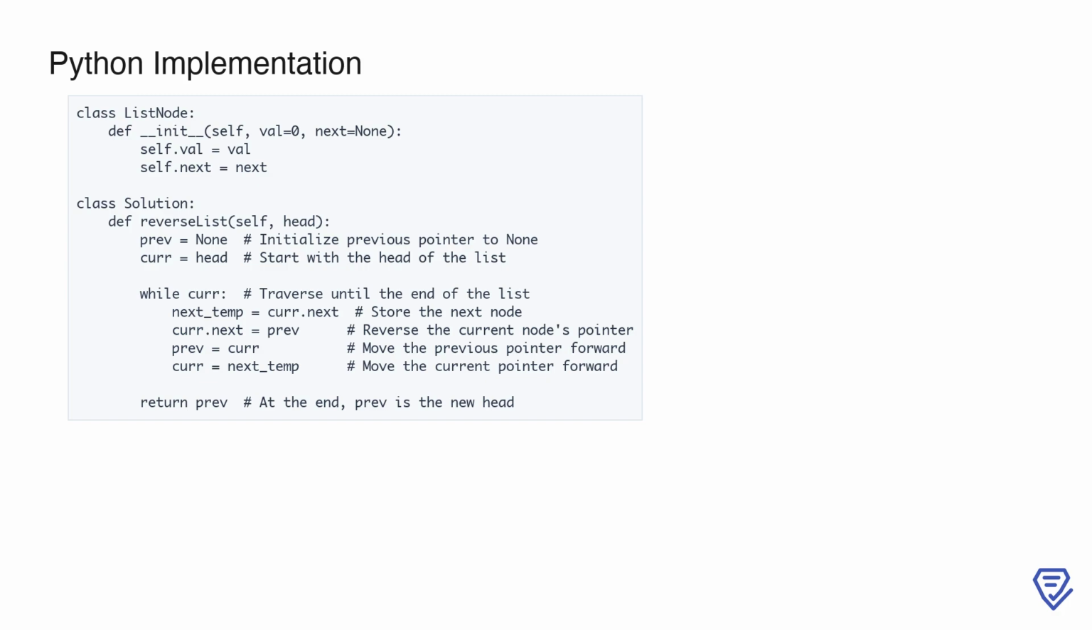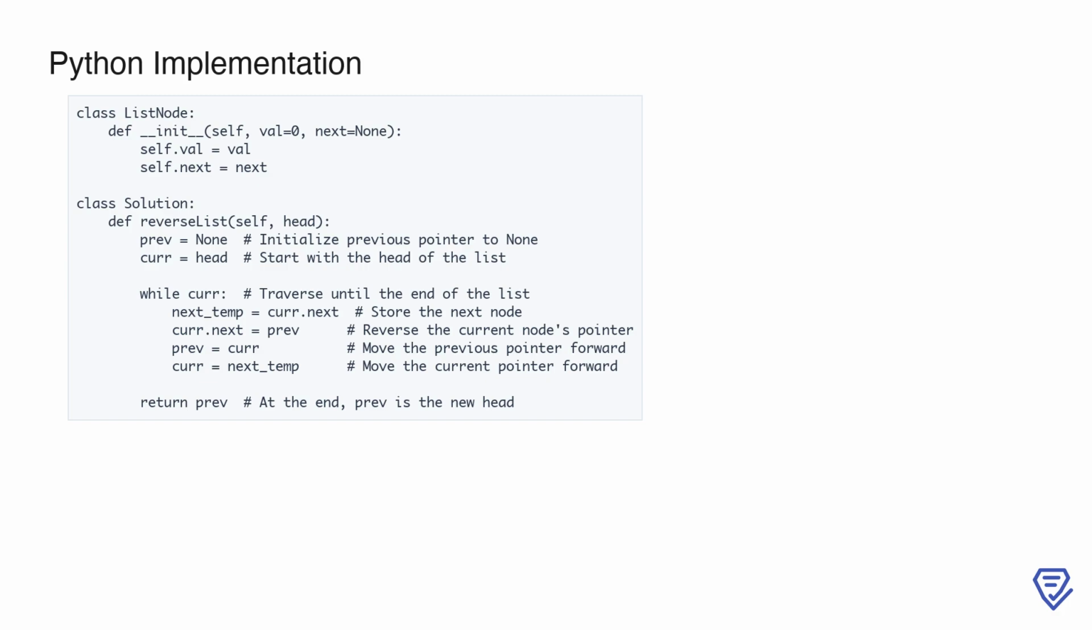3. Traversal and reversal. The while cur loop ensures we traverse until all nodes are processed. Inside the loop, next_temp temporarily stores the next node of cur to avoid losing the link. cur.next = previous reverses the next pointer of the current node to point to the previous node. Previous is updated to cur, effectively moving the previous pointer forward. Cur is updated to next_temp, moving the cur pointer forward for the next iteration.